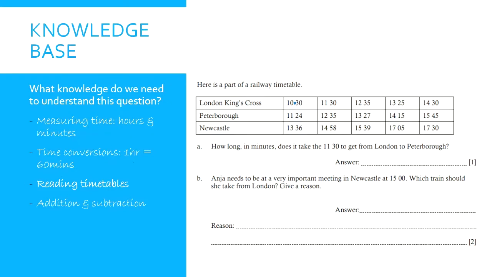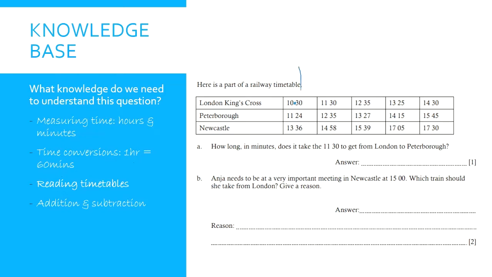I think I need to understand how to read a timetable. That not only involves being able to understand that 1030 means 10:30, but also understanding what the rows and columns in a timetable mean. Each row tells me when a bus or a train or what have you arrives at each of these different places. So for instance, for the railway timetable for London King's Cross, a train arrives at 10:30, at 11:30, at 12:35, at 13:25, and at 14:30.